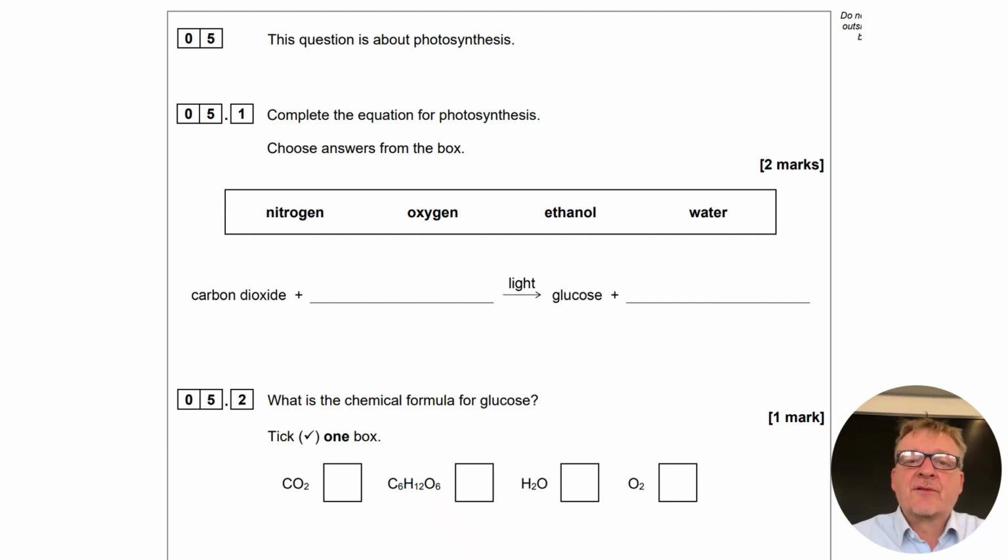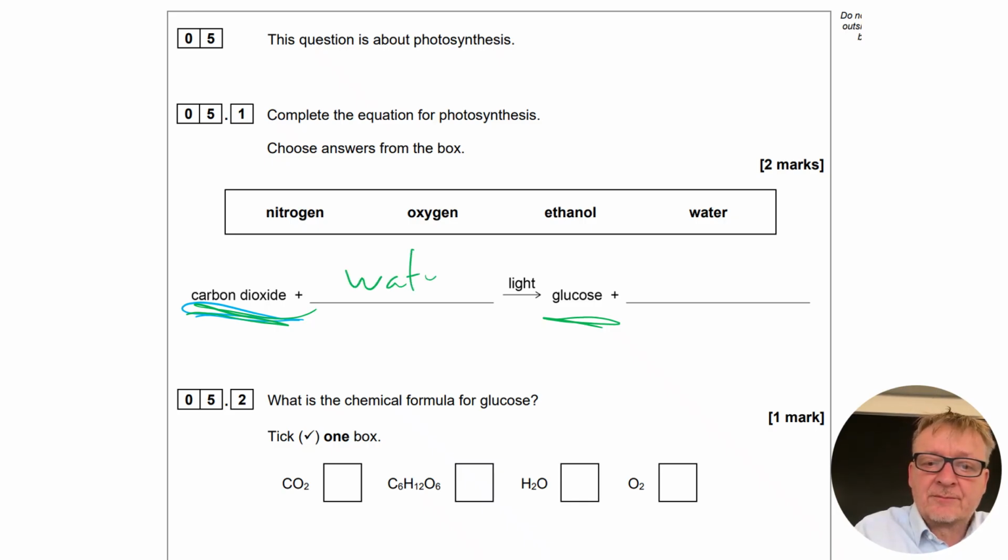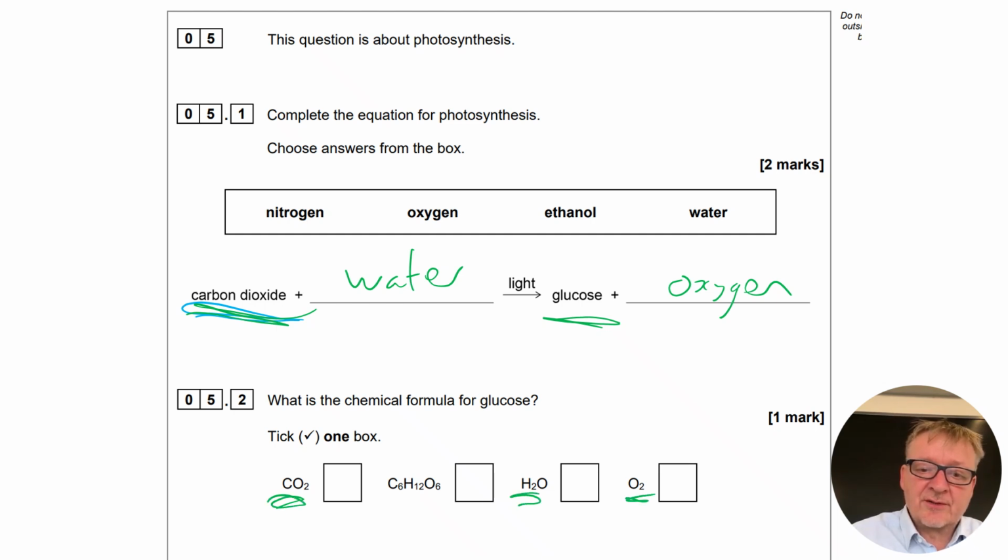This question is about photosynthesis. Complete the equation for photosynthesis, choose the answers from the box. So a plant takes in carbon dioxide, let's turn it green because it's a bit of biology. Plant takes in carbon dioxide and it gives out glucose. What else does a plant need? It needs water. And what else does it give out? It also gives out oxygen. What is the chemical formula for glucose? Well, that's carbon dioxide, that's water, that's oxygen. So C6H12O6. I love it, sounds great.